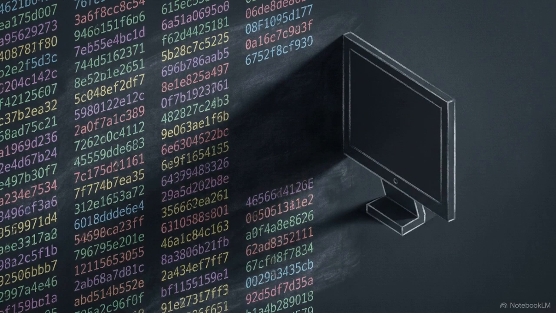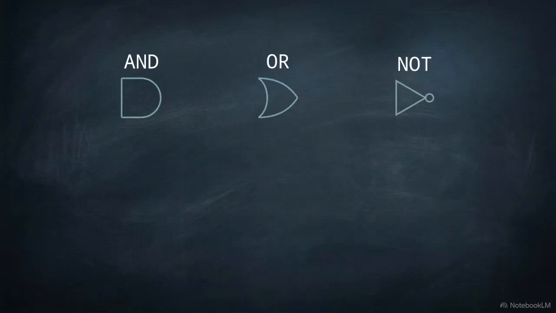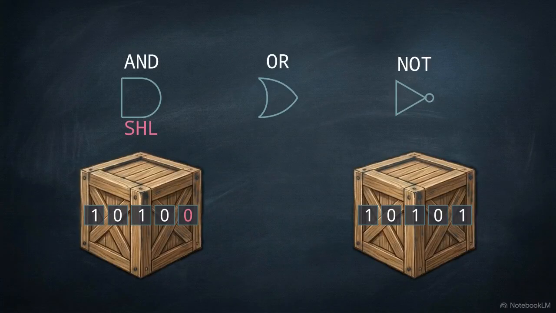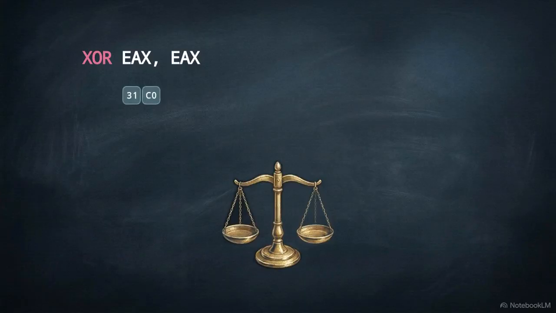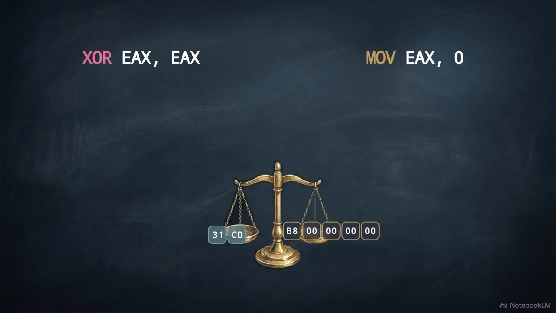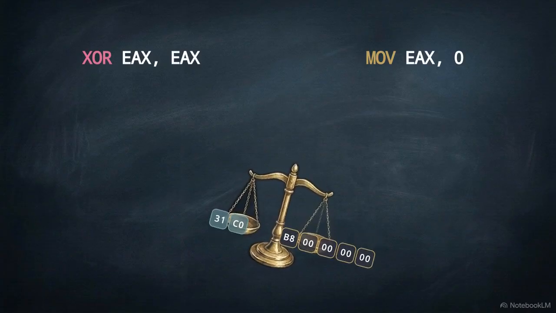When analyzing cryptography or hashing routines, you will encounter the standard bitwise operations AND, OR, NOT, as well as SHL for shift left and SHR for shift right. One bitwise operation is ubiquitous, XOR EAX, EAX. It generates exactly 2 bytes of machine code, 31C0. Doing the same with MOV EAX, 0 takes 5 bytes.